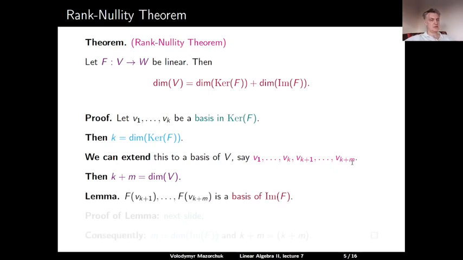Lemma: the images of vk plus 1 and so on vk plus m under f form a basis of the image of f. We will prove this result on the next slide. But given this lemma, we immediately have that the dimension of the image of f is equal to m. So the dimension of the kernel is k, the dimension of the image is m, and the dimension of V is k plus m. So k plus m is equal to k plus m, which is exactly the formula in our theorem. So in order to complete the proof of the theorem, we just need to prove this lemma.